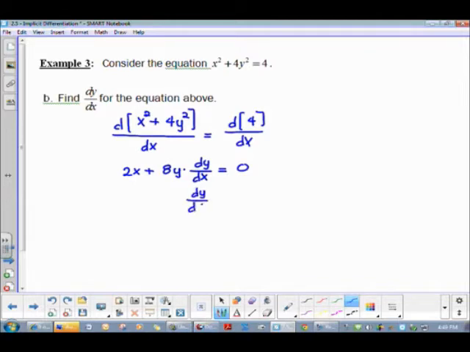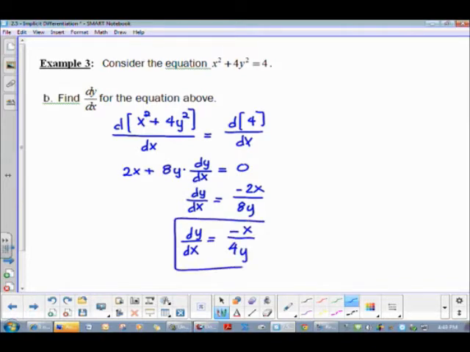And this is going to be a very simple equation now to solve for dy dx. I'll subtract the 2x to the right, divide by the 8y, and then you can do a little simplification step here by reducing the -2/8 to get -x over 4y. And that's about as good looking as our implicit equation, or derivative rather, is going to get.